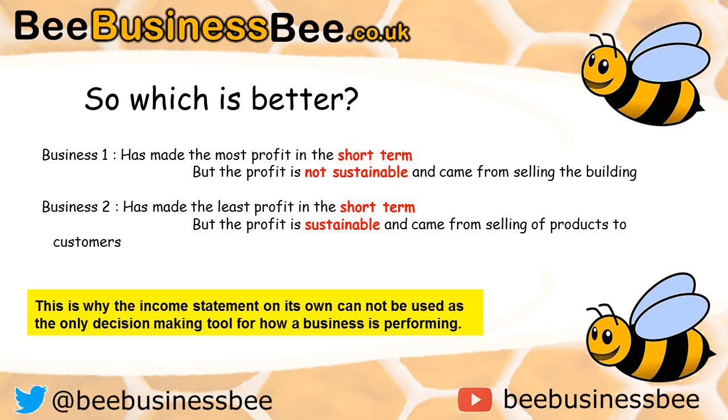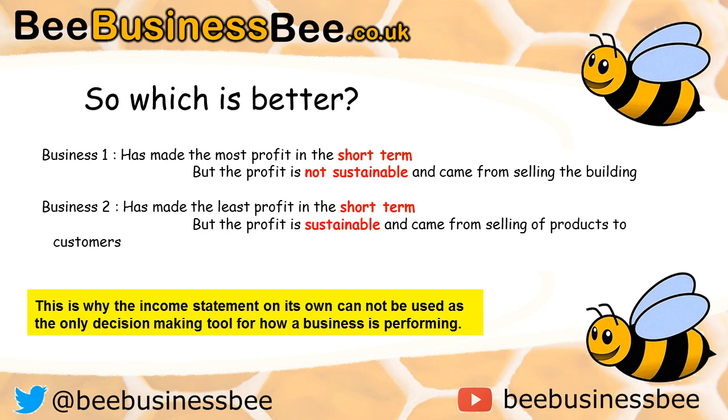Whereas business 2 made lesser profit, but the profit it made was sustainable because it came from selling products or services. So because it did that, it can keep doing that all the time. That's a good form of profit. So you want the business to be able to make a sustainable profit, and only the document we're going to look at now can tell you that.